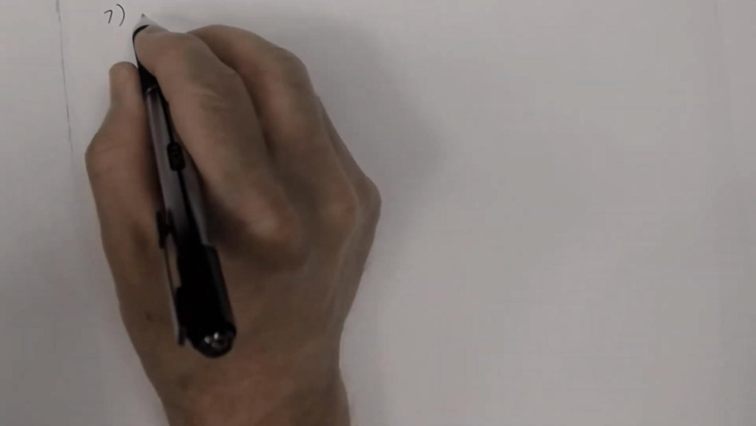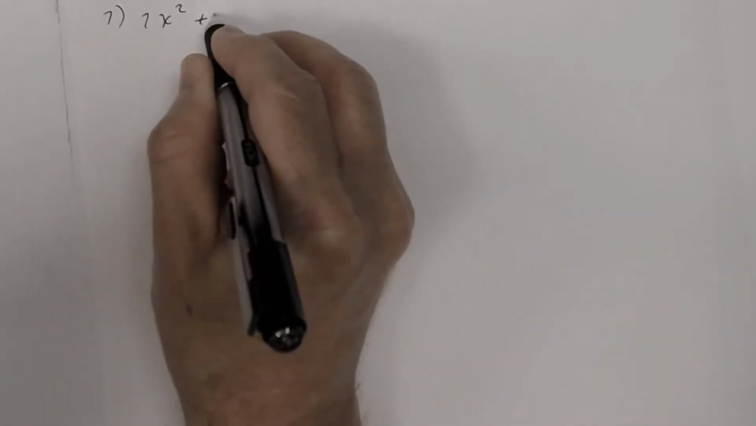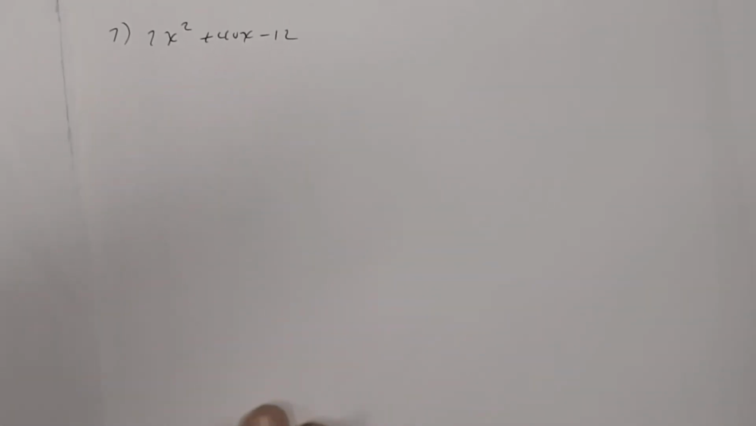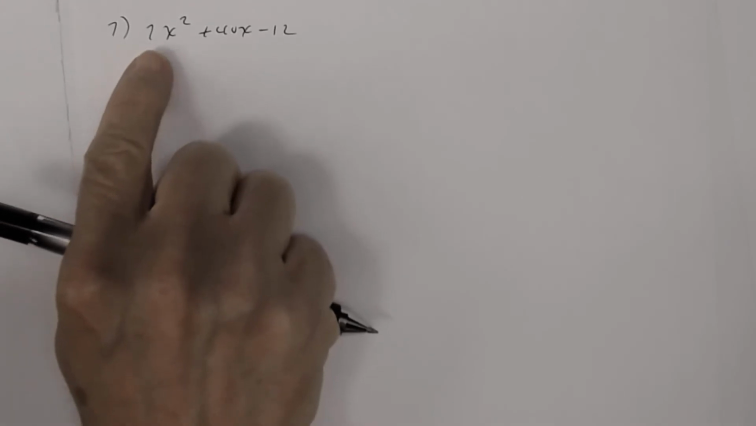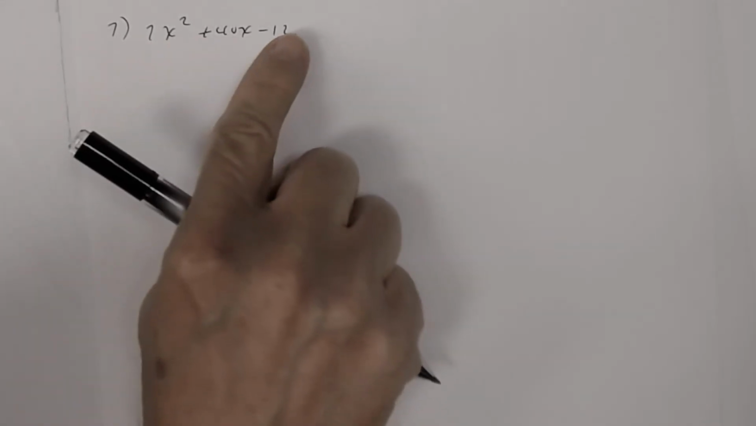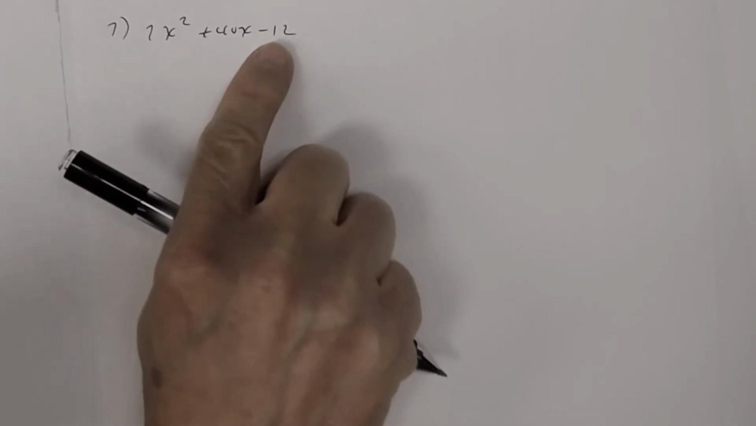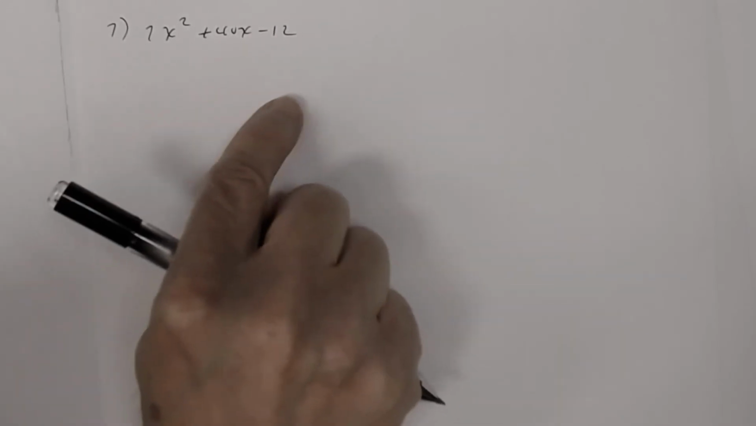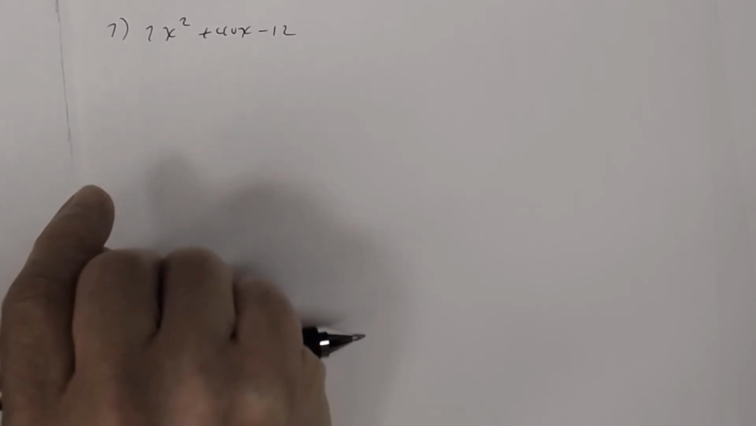We have 7x squared plus 40x minus 12. So 7x squared plus 40x minus 12. Okay, so 7 is prime, so that's a good thing. The absolute value of negative 12 is 12, and 12 is not prime, but I can deal with that. All right. Notice again the last sign's negative, so it means the signs in your factors will be different.